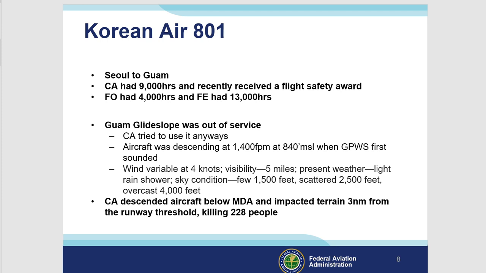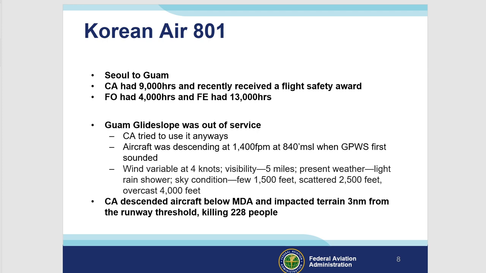Now, the Guam glide slope where they were going was out of service, so there's a threat to the flight. The captain tried to use it anyways. That's probably not the best idea, but how come nobody reminded him that, hey, it's out of service? The aircraft was descending at 1,400 feet per minute at 840 feet MSL. So pretty low to the ground, coming down at a pretty good rate. That's a 747. There's a lot of inertia in that thing. When the GPWS, the ground proximity warning system, first sounded is when they were coming through 840 feet.